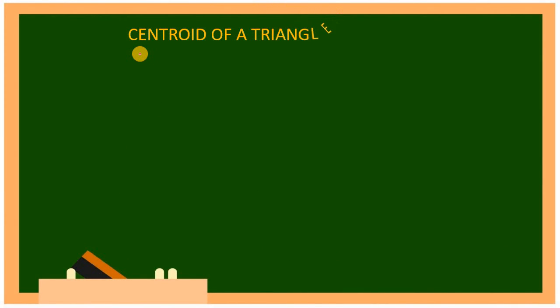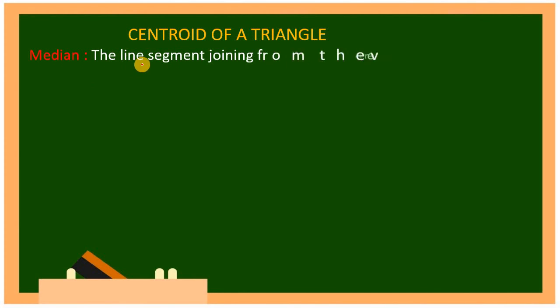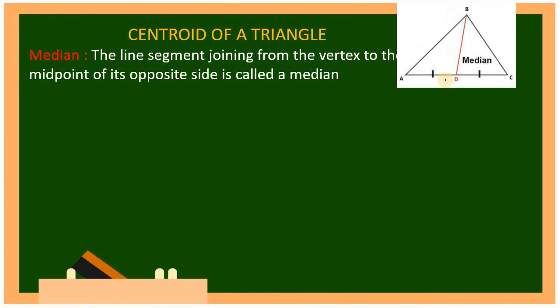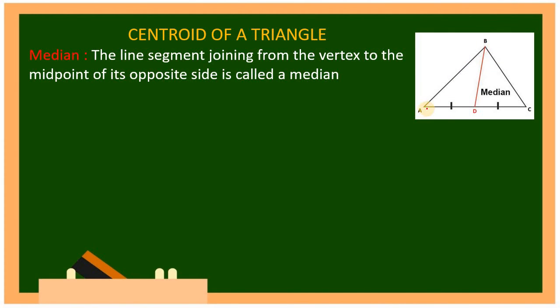Now let us discuss the centroid of a triangle. Before going into centroid, let us discuss what a median is. Median: the line segment joining a vertex to the midpoint of its opposite side is called a median. Now let us see this in the picture. The midpoint of this side AC is D. We draw a line from the opposite vertex, which is B, to the midpoint of the line segment AC. We call it D. So this line is the median.